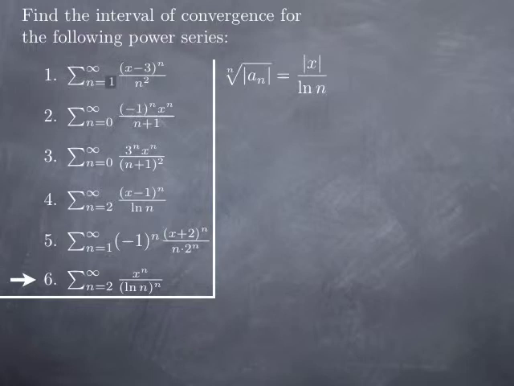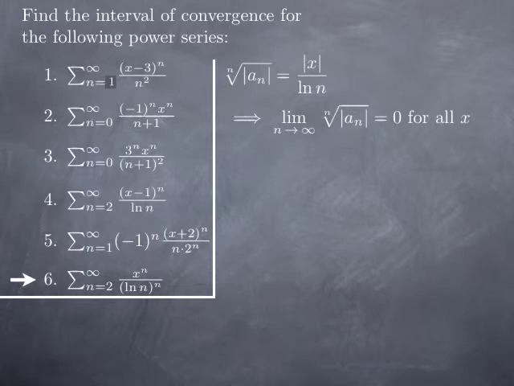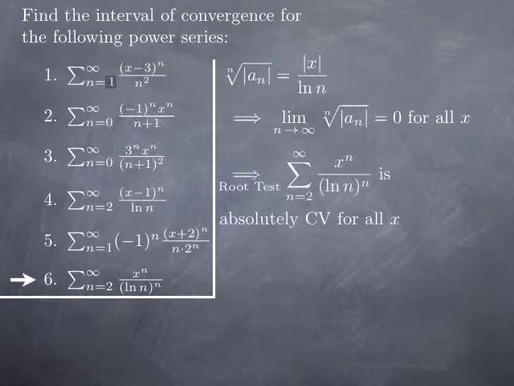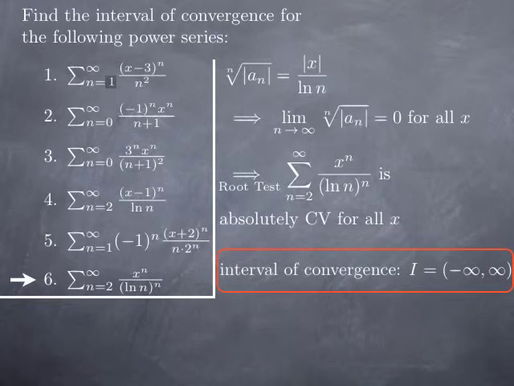And what we want is the limit of this quantity. When n goes to infinity, natural log of n goes to infinity, and therefore our nth root of the absolute value of a_n goes to 0. And this is independent of x. In other words, the limit is less than 1 for all x, which means that the series is absolutely convergent for all x. In other words, the interval of convergence is the entire real line.